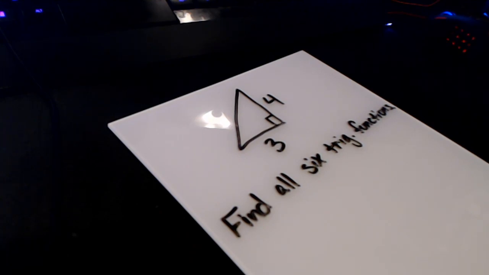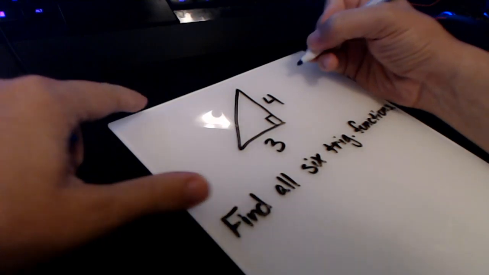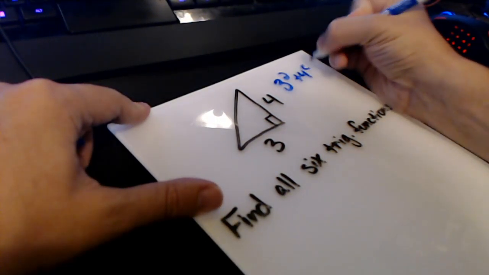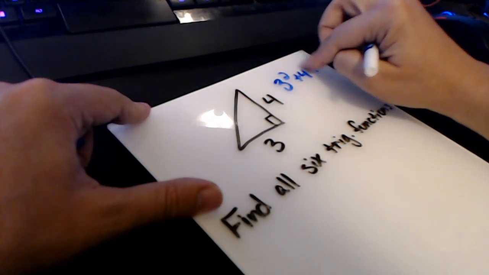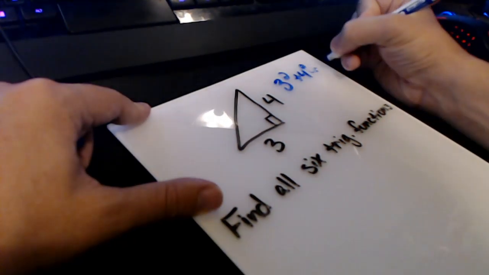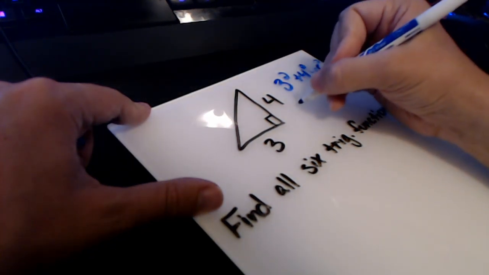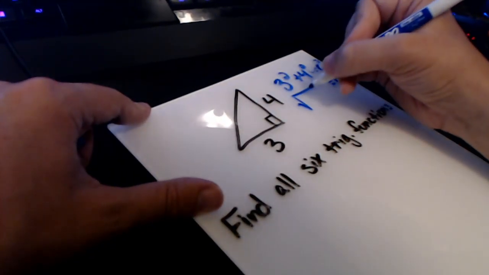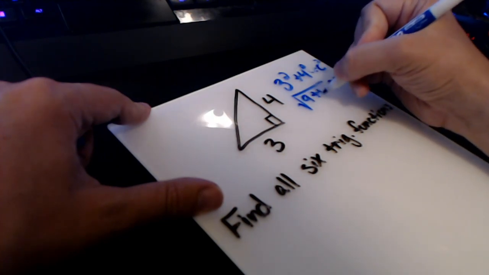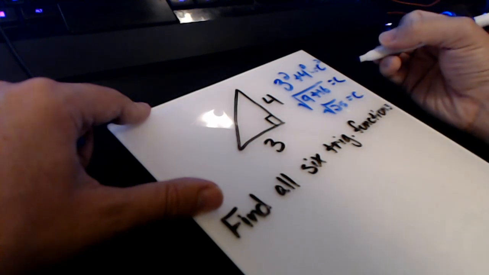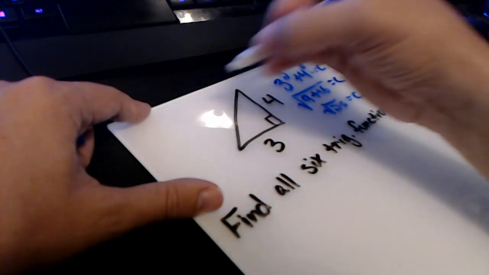To find that other side, you're going to say, okay, well, Pythagorean theorem says 3 squared plus 4 squared is equal to C squared, because I'm thinking ahead. If we're looking for C specifically, that means we have to do the square root. 3 squared is 9 plus 16, so the square root of 25 is equal to C. So this hypotenuse is equal to 5.